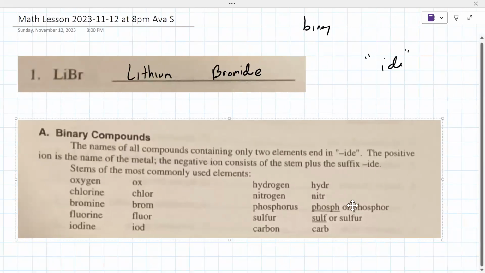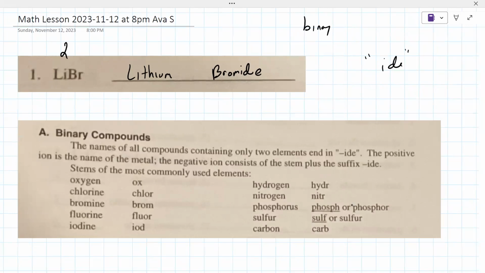The name of all compounds containing only two elements ends in "ide." So if you only have two elements, which is what you have here, they end in "ide." The positive ion is the first one. Lithium is the metal. The negative ion consists of the stem, the root part of it, plus the suffix "ide."